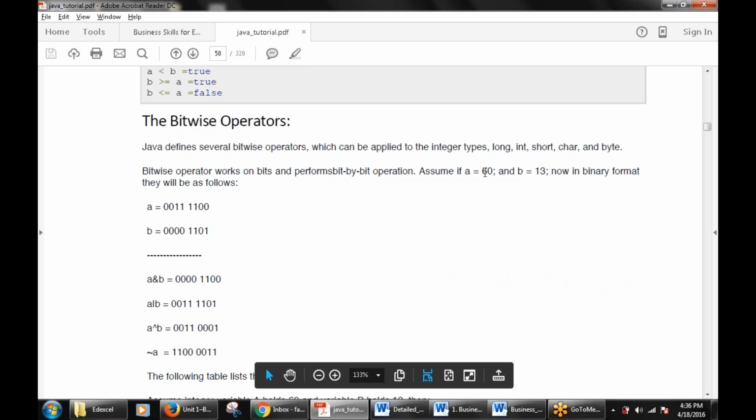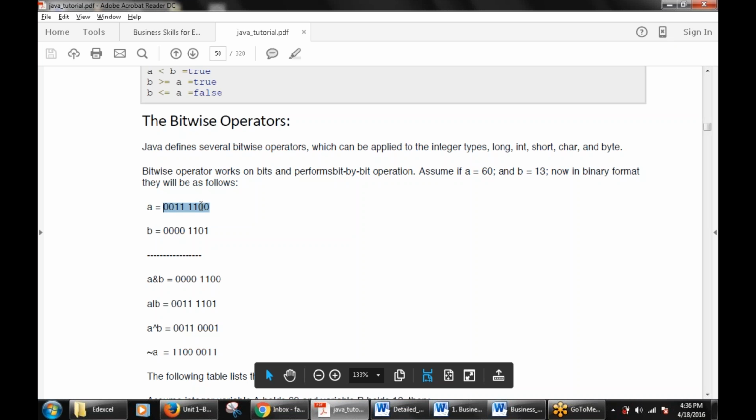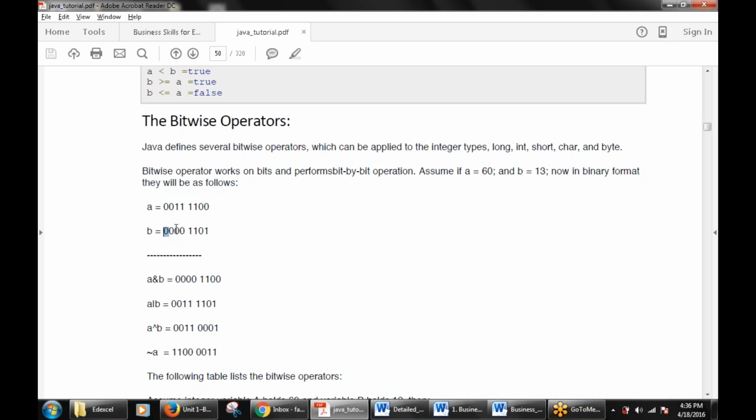Now, this is one example of the bitwise operators. Assuming the values of a and b are 60 and 13. So first of all, they are converted into binary terms. 60 is converted into 0011 1100, and then b, that is 0000 1101.